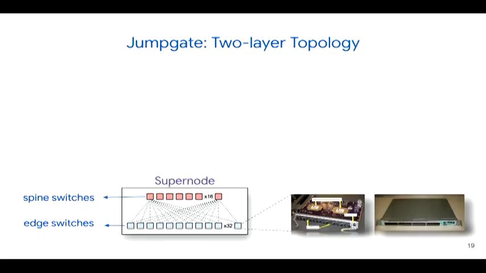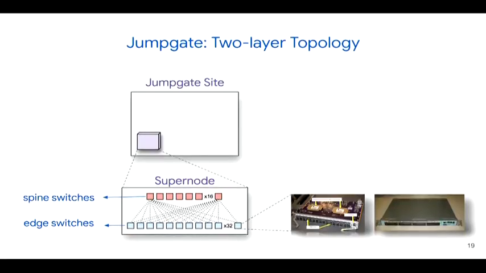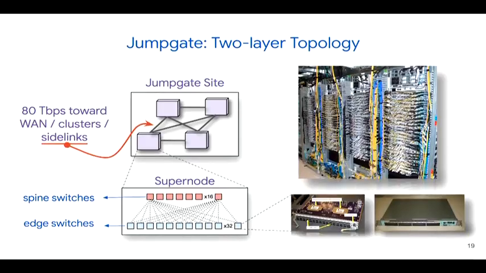To solve this, we came up with a new topology called Jumpgate, which is a 2-layer hierarchy. At the bottom layer, we form a logical topology. Think about it as a logical router we call a supernode. And this is built using a 2-layer cloud network using off-the-shelf merchant silicon switch chips. On top of that, we build Jumpgate site fabrics using supernodes as a building block. And we form a full mesh connectivity between the supernodes within the same site.